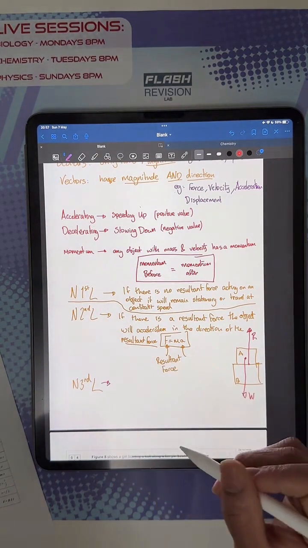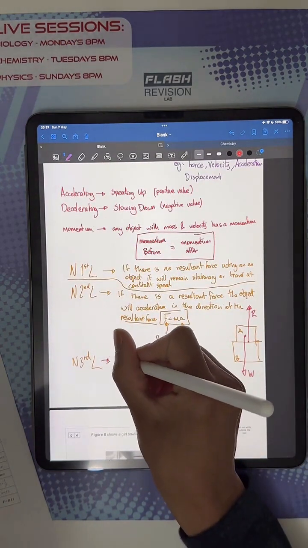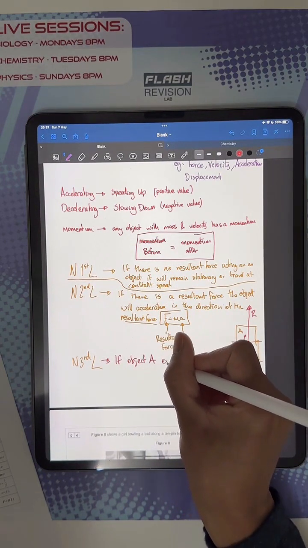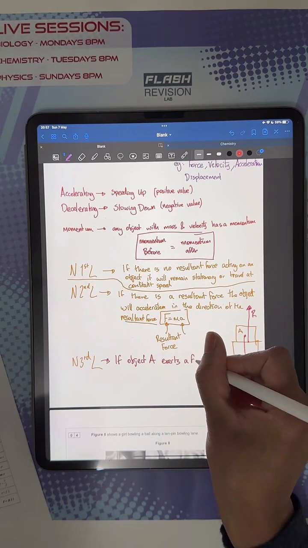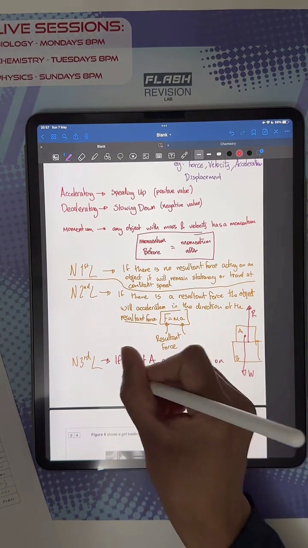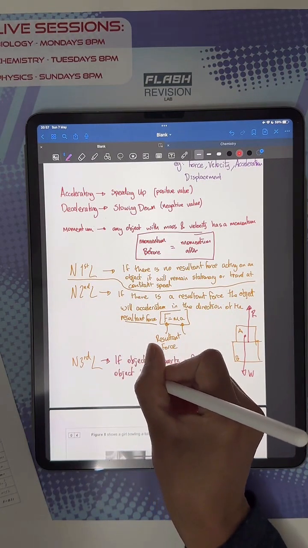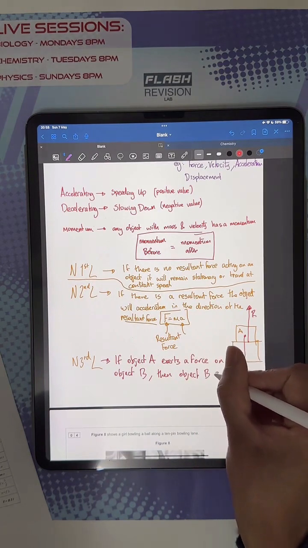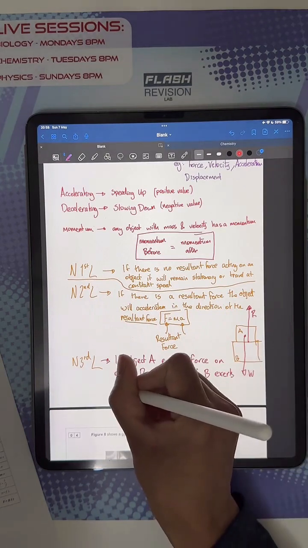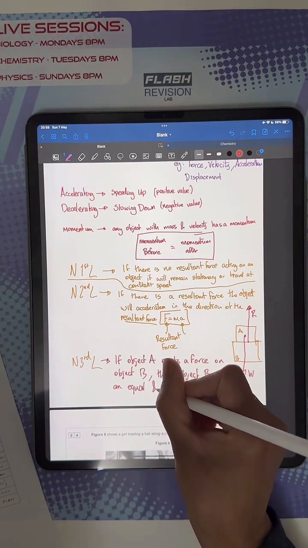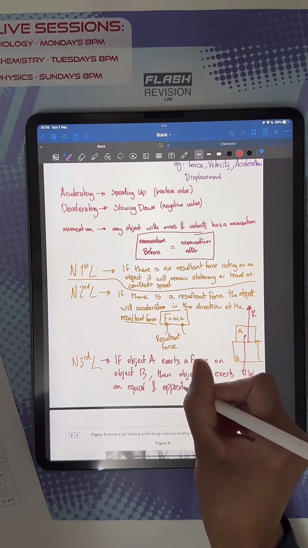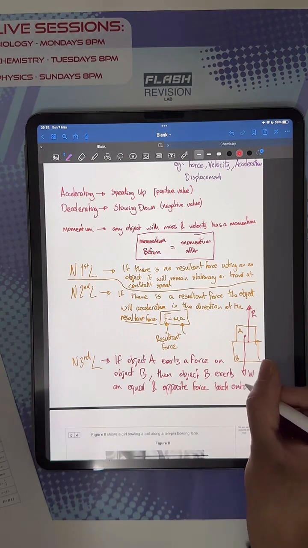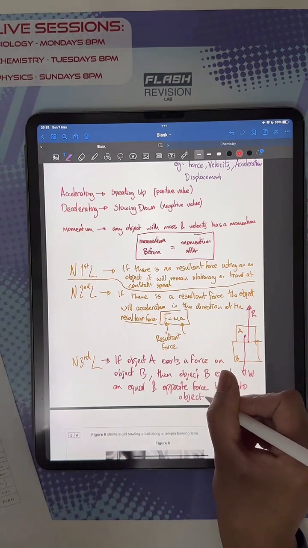So one way you can state that in an exam is: if object A exerts a force on object B, then object B exerts an equal and opposite force back onto object A.